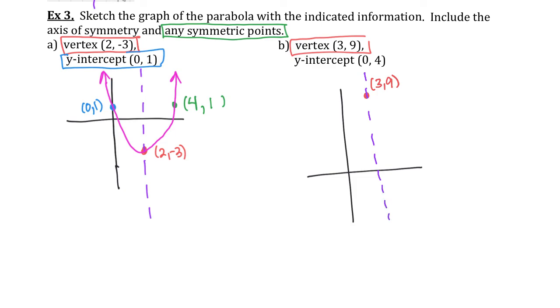Okay, now let me graph the y-intercept. 0, 4. So along the y-axis, 0, up 4, 1, 2, 3, 4. It's an estimate. I'm going to label it because I don't know exactly where it is. Now the symmetric point is going to be the one that's across this line of symmetry from the y-intercept. One on the left, one on the right.